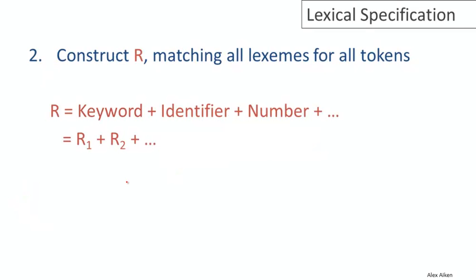Now, as a second step, we're going to construct a gigantic regular expression which just matches all the lexemes for all the tokens. And this is just the union of all the regular expressions that we wrote down on the previous slide. So we just take the union of all those regular expressions, and that forms the lexical specification of the language. And we'll just write this out. We don't really care what these regular expressions are, but they're just some set R1, R2, and so on, and the whole thing we're going to call R.